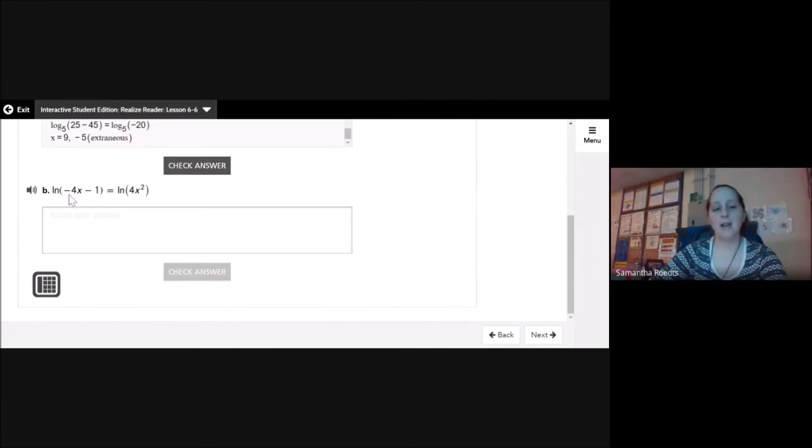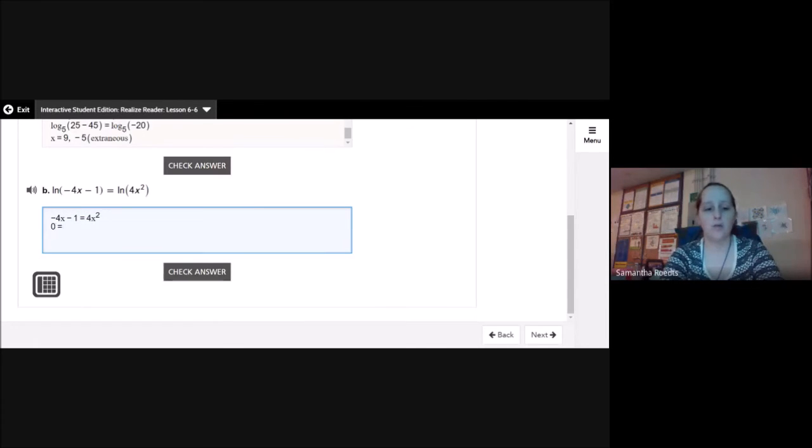For B, I have ln of negative 4x minus 1 equals ln of 4x squared. So again, I can set these equal to one another. So I'm going to move all of my numbers and variables to one side so I can set up a quadratic.